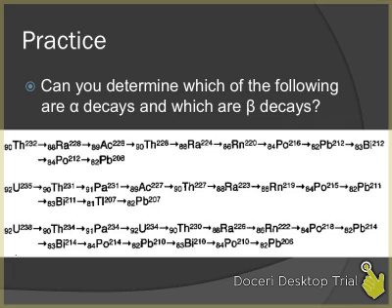We start with thorium. We're ending with radium. 90 minus 88 is what? 2. 232 minus 228 is what? 4. Looking at the periodic table, what has an atomic number of 2? Helium. So what type of decay happened between thorium and radium? What type of decay is represented by helium? Anyone? Alpha. This is an alpha decay.